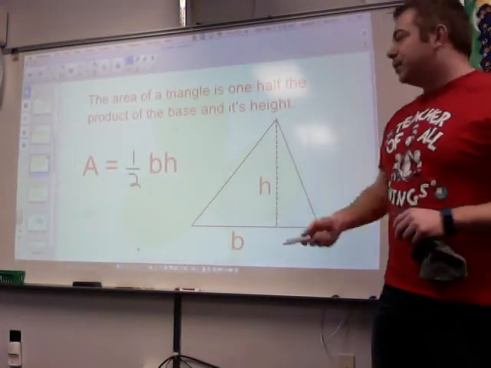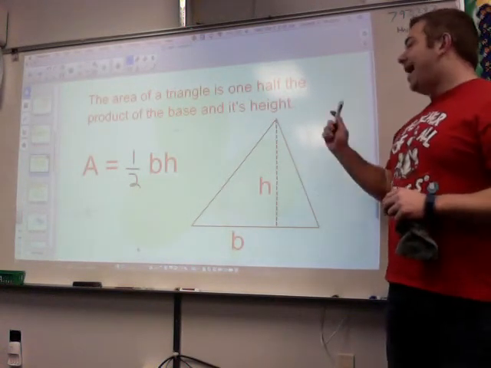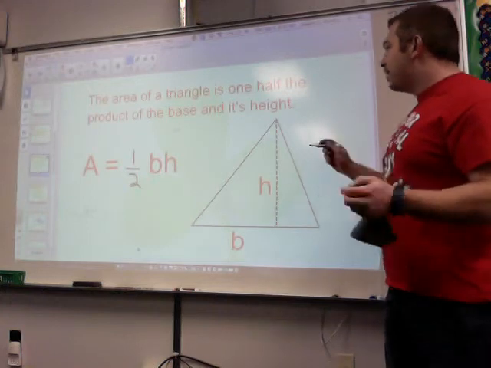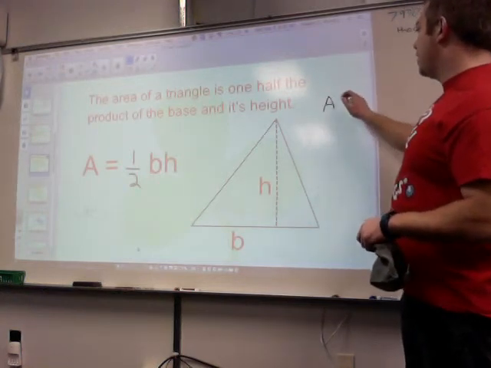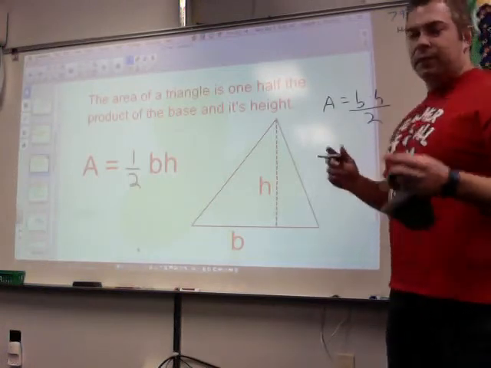Yesterday, to find the area, you just did base times height. To find the area of a triangle, you need to do half the base times the height. And you could also see it this way: area equals base times height divided by 2.